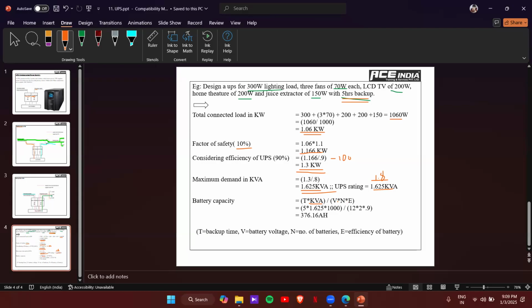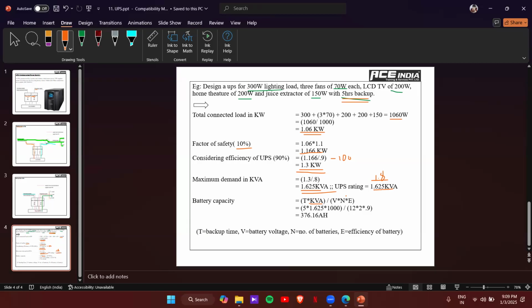Divided by voltage, meaning the voltage of the battery. Usually we'll provide 12-volt batteries. In the residential or small commercial place, we'll go for a 12-volt battery. Apart from that, we have 24-volt and 48-volt, which will be going for more industrial applications. For now, this one is a residential space, so we can finalize a 12-volt battery.